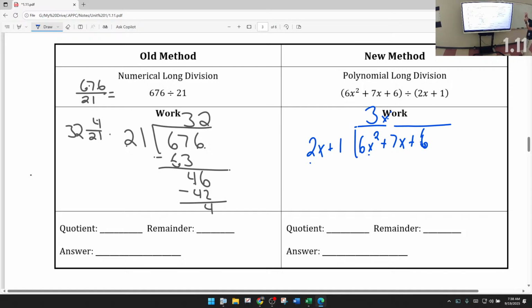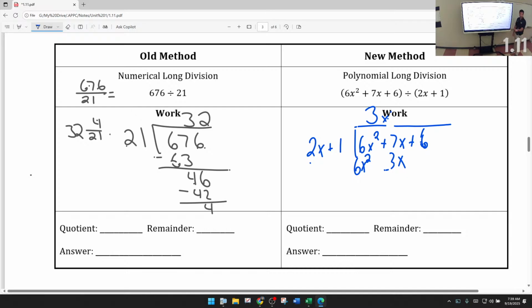With the x, it's going to be parallel to 3x. We just have to find the y-intercept. So we're going to take this 3x times the 2x, which gives me the 6x squared. And then I have to do the 3x times the 1, which is the 3x, and we put it right underneath the 7x. If you didn't have a 7x, then you just put it by itself.